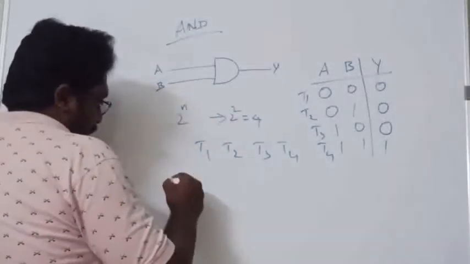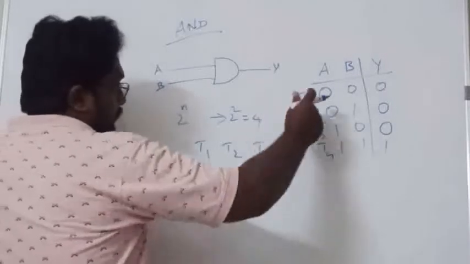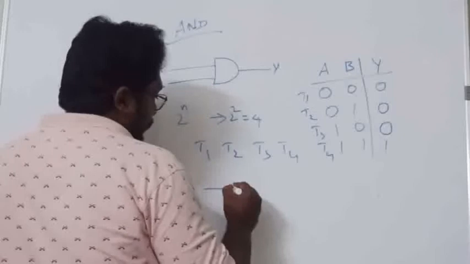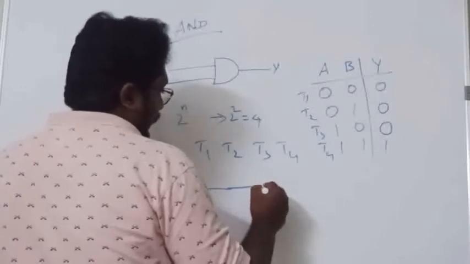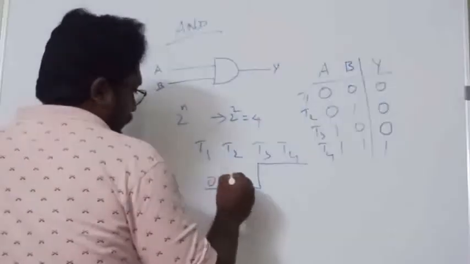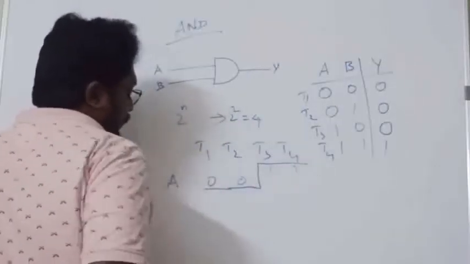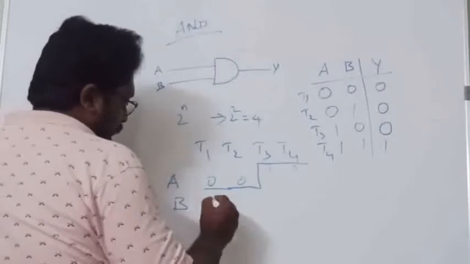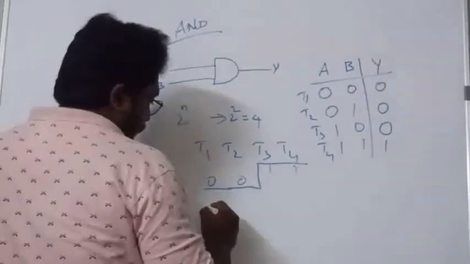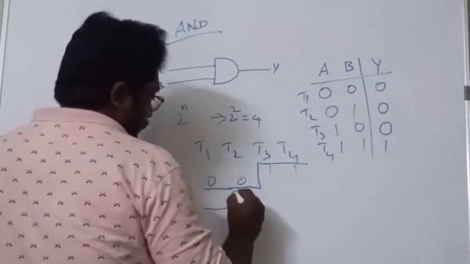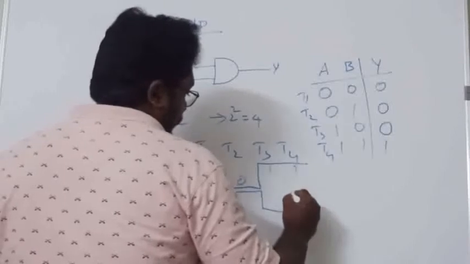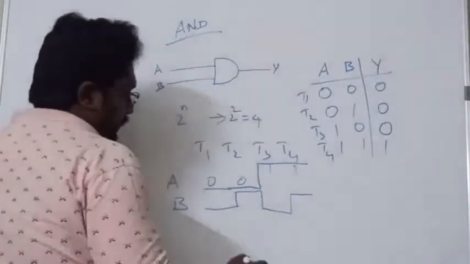The inputs are A: 0 0 1 1. Here I am having T1 as 0, T2 is also 0, and again T3 is 1, T4 is 1. 0 0 1 1. So for B, the timing cycle is 0 1 0 1. T1 is 0, T2 is 1, T3 is 0, and again T4 is 1.